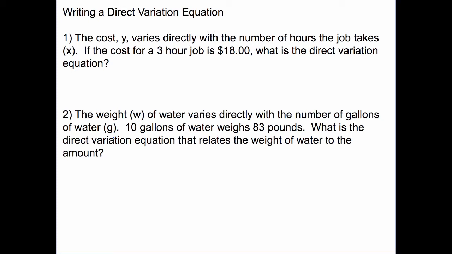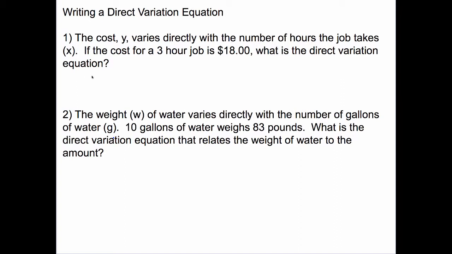In this video, we're going to learn how to write a direct variation equation from a situation and how to graph direct variations. Now here are two examples. First, the cost y varies directly with the number of hours the job takes. So if the cost for a 3-hour job is $18, what is the direct variation?